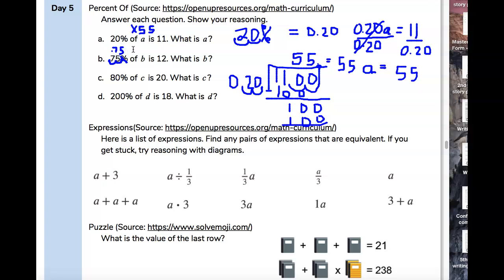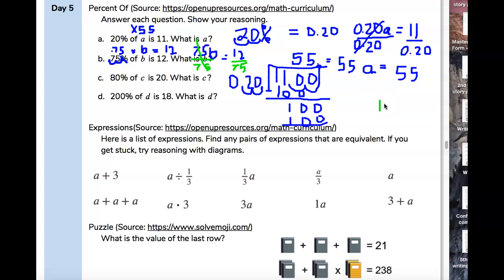So 0.75 times b, remember of is multiplication in math, b equals 12. So we know that we can just put those two together. 0.75b is the same thing as 0.75 times b, equals 12. Now I should have changed colors. We want to get b by itself, so we're going to divide both sides by 0.75. Okay. All right, so these two cancel each other out. We're left with b.